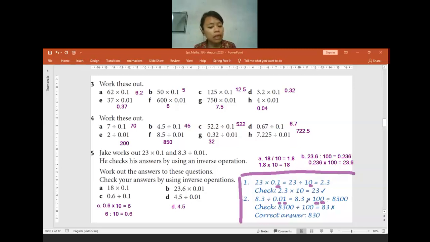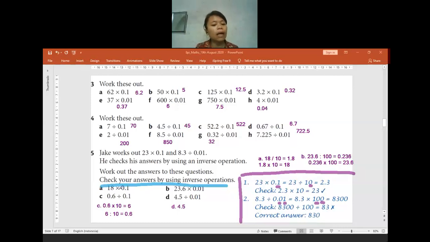Here he made a mistake, because 8.3 times 100 will be only 830, not 8300. That's why we need to check our answer by using inverse operation. Inverse operation is the thing he used to check it. A mark with a tick means his calculation is correct. If there is a cross, it means his calculation was wrong. 8.3 times 100 will not be 8,300, but only 830. So now this is the same thing that you need to do.